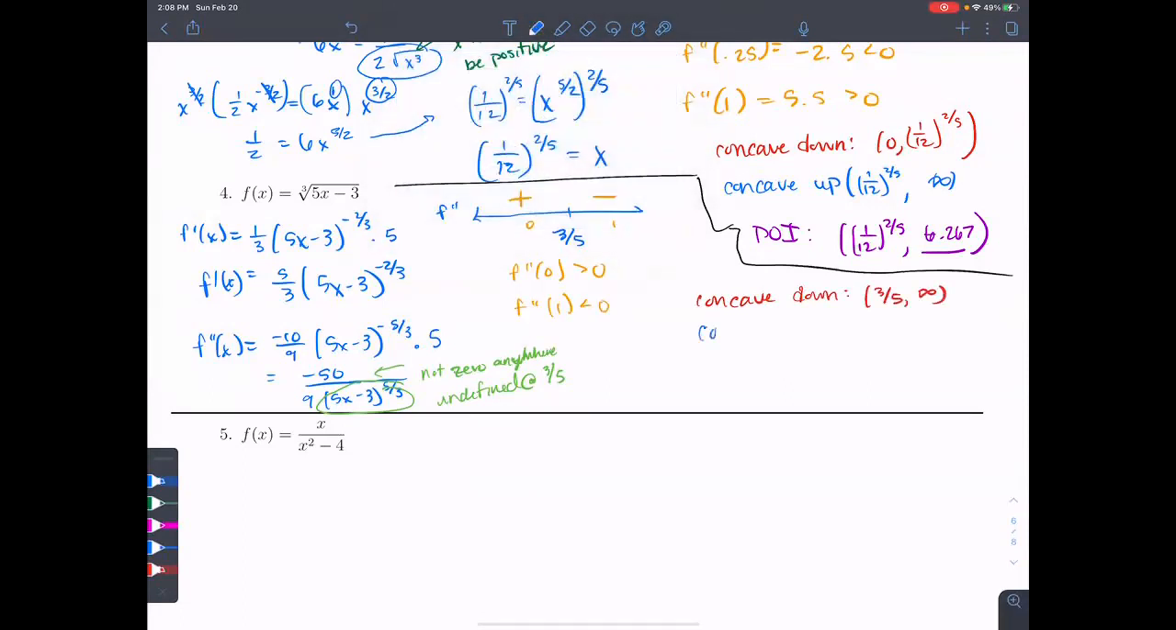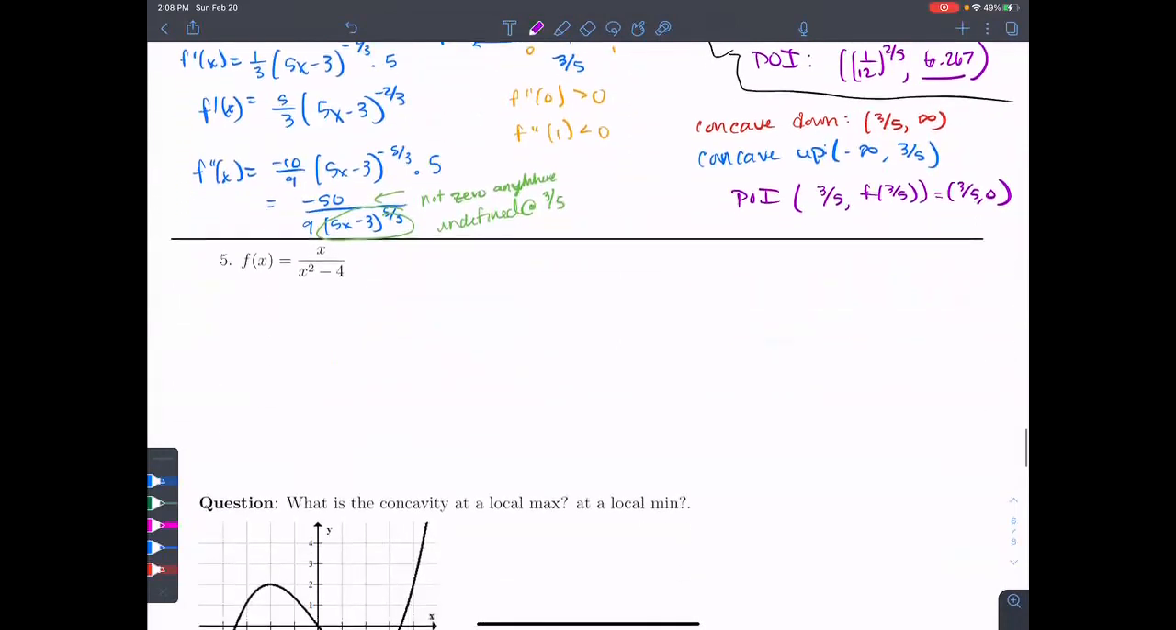Concave up like a cup from negative infinity to 3/5. You've got a POI there at 3/5, and then f of 3/5, which is 0. You plug in 3/5 here, you get the cubed root of 0, so it's 0.